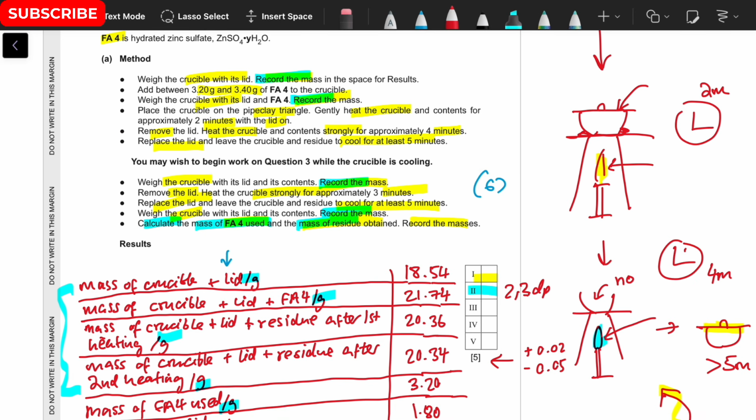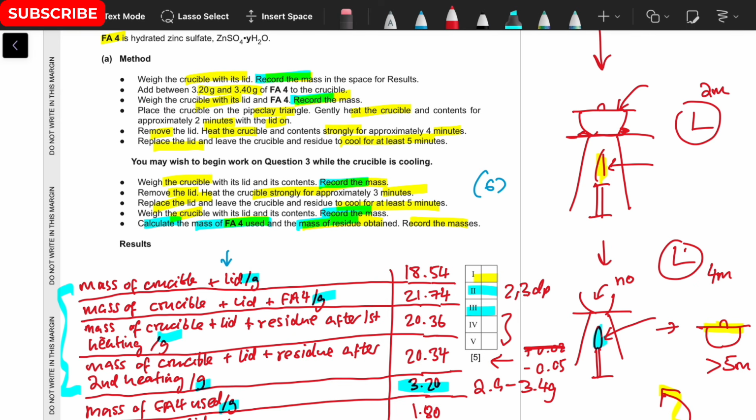And then for our third mark, we need to have had correct subtractions for our residual mass, for our mass of FA4 and residue. And the mass of FA4 needed to be between 2.9 to 3.4 grams. And then marks 4 and 5 are accuracy marks. They'll compare your results to the supervisor's to see how similar your results are to each other. The more similar, the more likely you are to get both marks.